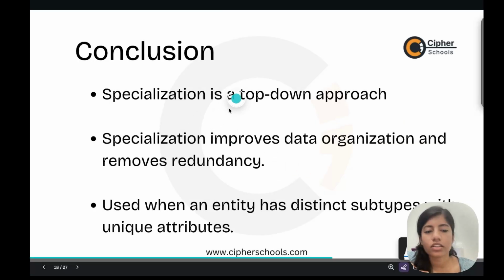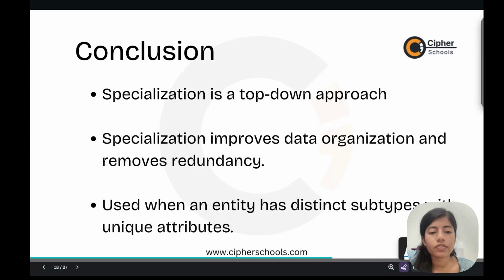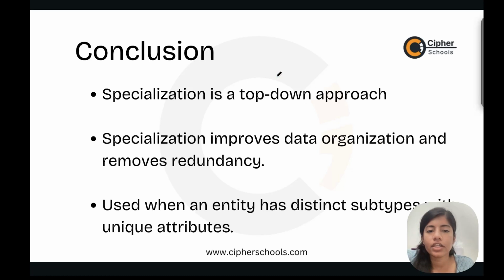So let us continue our discussion on extended ER model. In the last video, we discussed specialization. Note that we spoke about an example where we were storing all the attributes related to student and employee in one particular general entity, which was person.